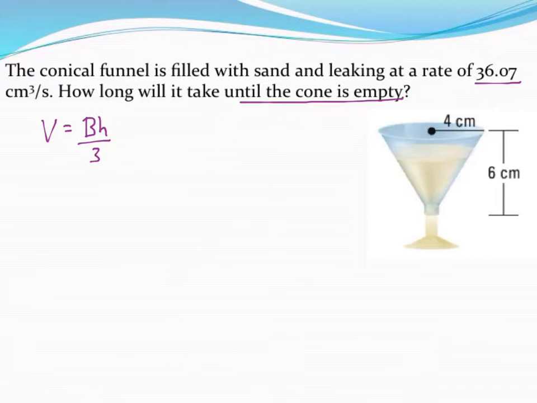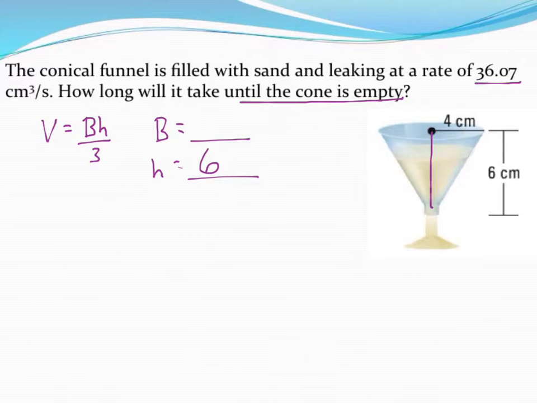So there's two things I'll need to know to start. I'll need to know the base area, the area of the circle, as well as the height of the cone in order to calculate its volume. Well, I can see from the diagram the height of the cone is going to be 6. From the top to the bottom is 6 centimeters, so that's my height.